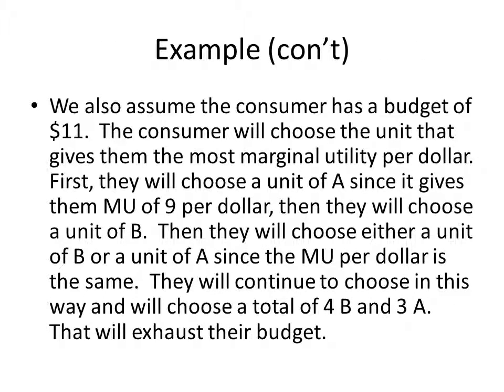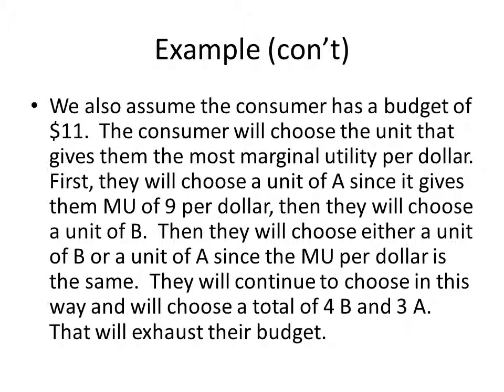So we're also going to assume that the consumer has a budget of $11. And the consumer will choose the unit that gives them the most marginal utility per dollar. So first they'll choose a unit of A that gives them marginal utility of 9 per dollar. Then they'll choose a unit of B.